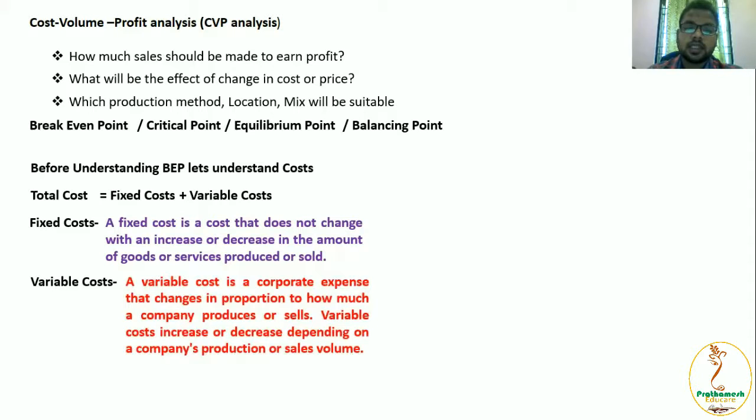So variable cost is a corporate expense that changes in proportion to how much the company produces or sells. Variable cost increases or decreases depending on the company's production or sales volume. So it changes over the period of time. So let us understand graphically how this cost volume profit works.